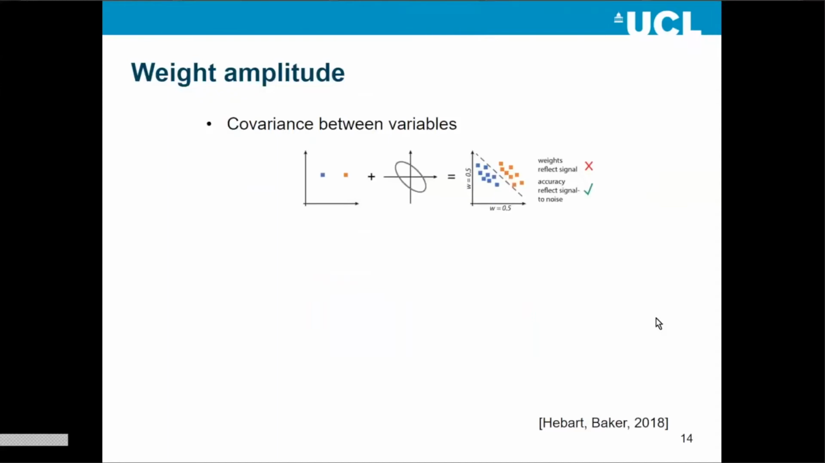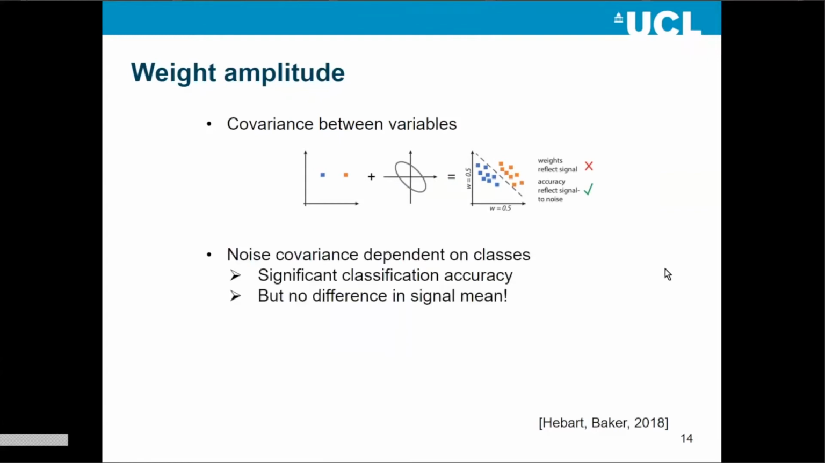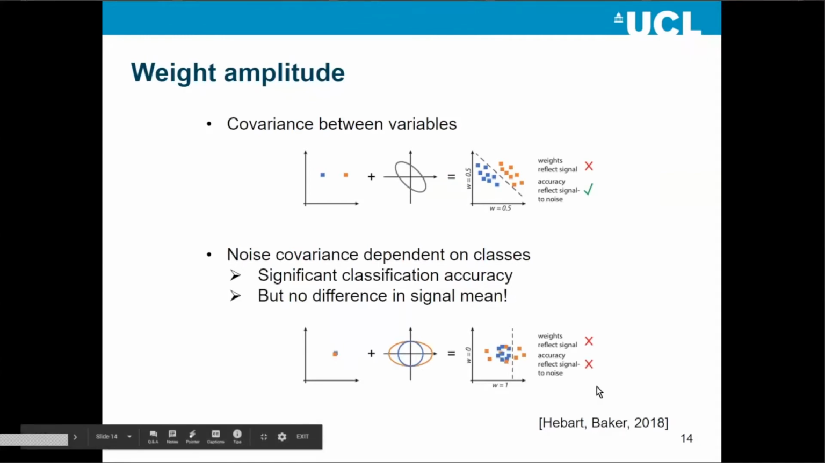Now, another aspect was mentioned in this paper by Hubbard and Baker, who are here, and that was whether weights would actually reflect the signal if there was covariance between the variables, and they actually show that they don't. And even worse, in the case that the noise covariance depends on the classes, you can have no differences between the means of your signals, but if the covariances depend on the class, you might obtain that the accuracy does not even represent your signal.